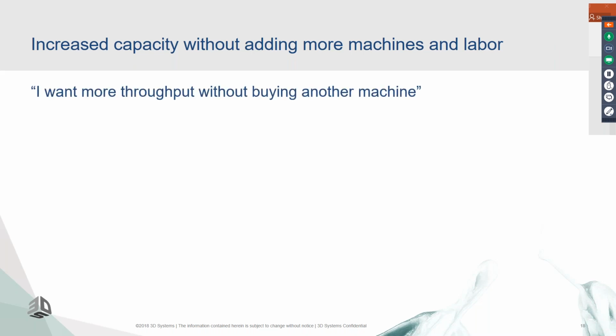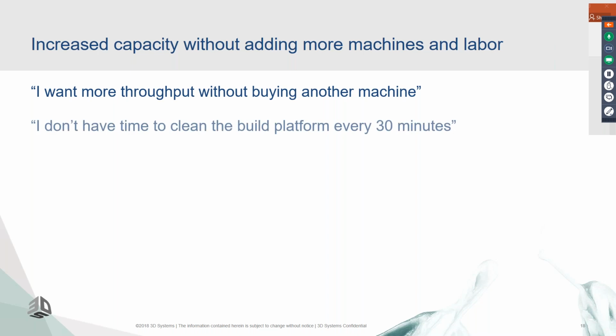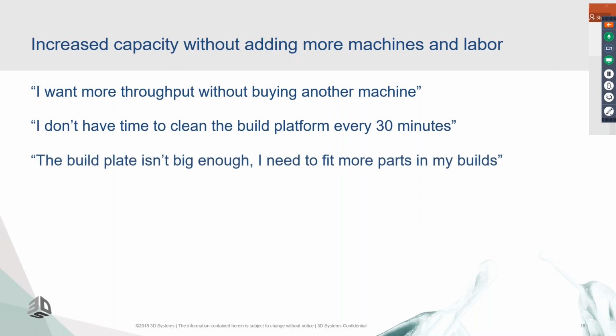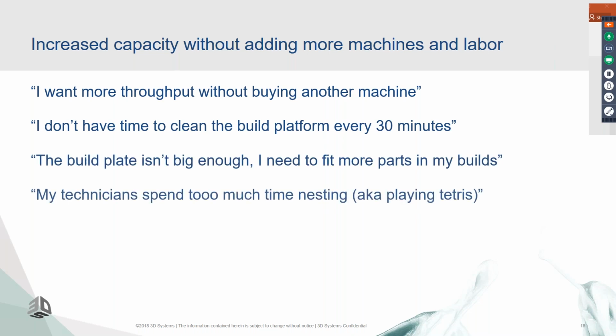So what did we hear? We heard that I want more throughput without buying another machine. Big one. I don't have time to clean the build platform every 30 minutes. The printer's too fast. I've actually heard that. The build plate isn't big enough. I need to fit more parts in my build. My technicians spend way too much time nesting, AKA playing Tetris. I want to get more prints in the morning.